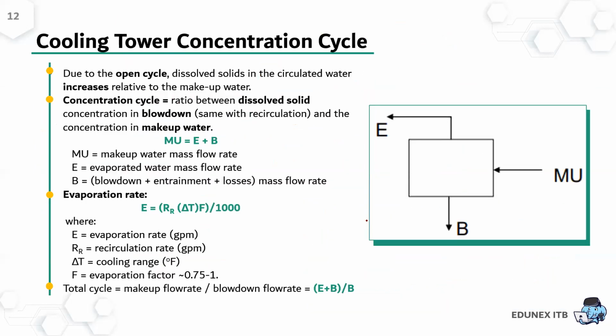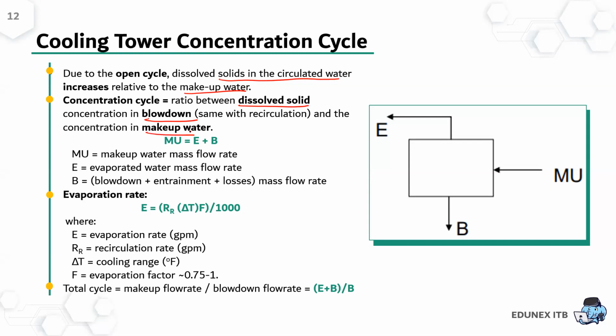Okay. The next one is we also need to calculate the cooling tower concentration cycle. It is due to the open cycle, so the dissolved solids in the circulated water increase relative to the make up water. So the concentration cycle can be calculated from the ratio between the dissolved solid concentration in the blowdown and the concentration in the make up water.